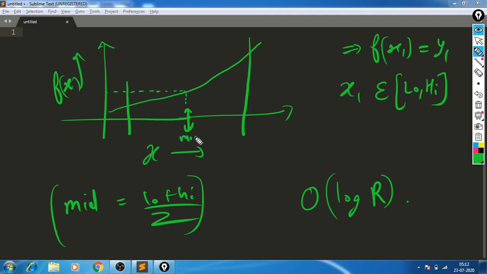This is mid, this is f of mid, and if this particular value f of mid is greater than y1, that means y1 was somewhere below, which means that you can safely assume that no value in this region is valid.